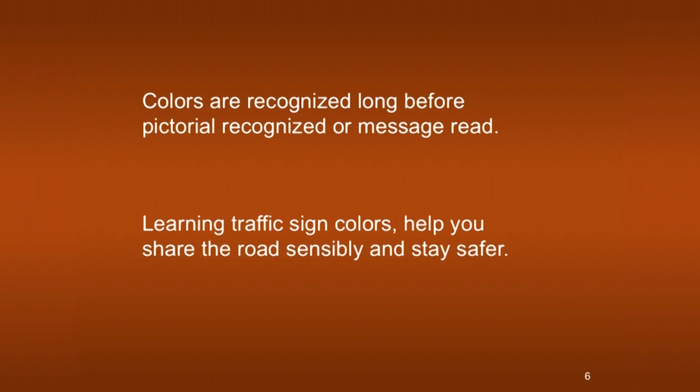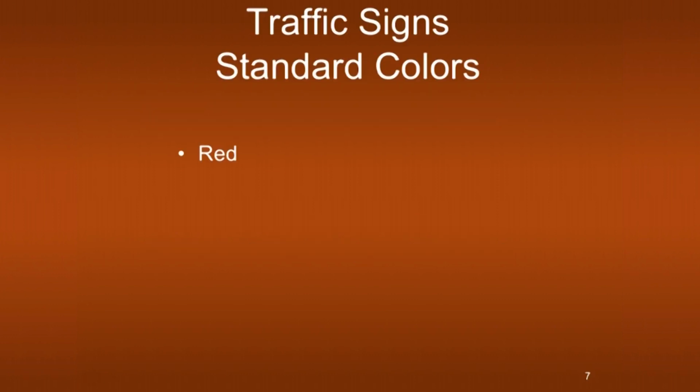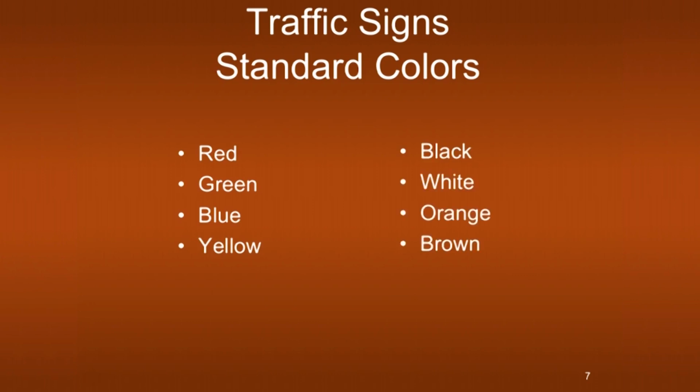Colors are recognized long before the pictorial is recognized or message read. So again, as you're approaching and you see a sign in the distance, it is the color that will help you understand the nature of what that sign is. So as you get closer, you can anticipate what it will say. Learning the traffic sign's colors helps you share the road sensibly and stay safer. And we are going to focus on 8 standard colors here today: red, green, blue, yellow, black, white, orange, and brown. Again, the key here is we are looking at 8 standard colors.